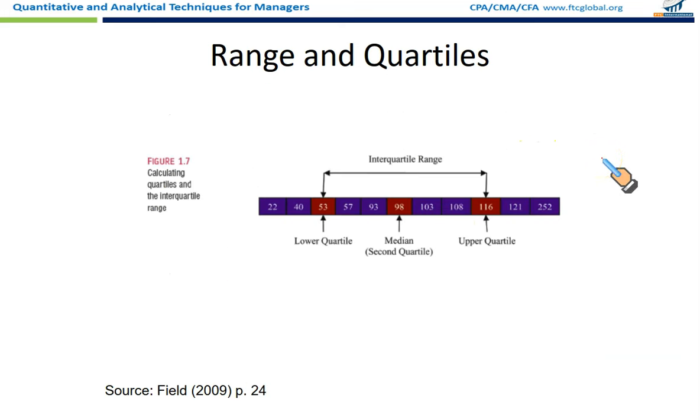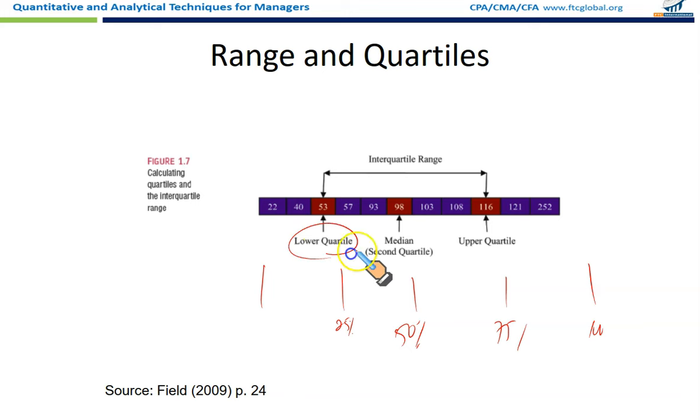If you arrange your data in ascending order and slice it up into four equal parts, the first chunk represents 25% of the data, then 50%, 75%, and 100%. This is called the lower quartile. This is the upper quartile, representing 75% of the data. The difference between the lower and upper quartile is called the interquartile range, and it is also one of the measures of dispersion to see how spread out the data is.